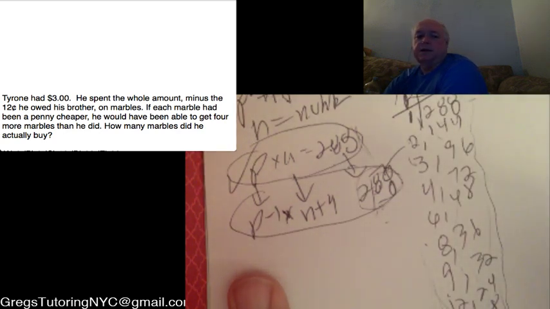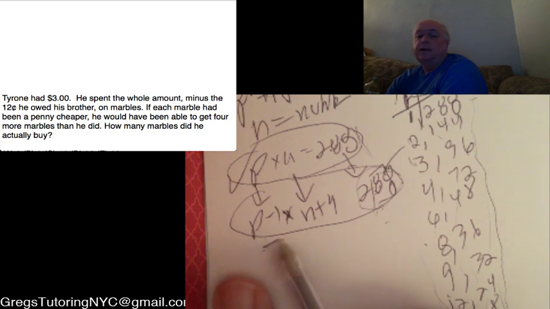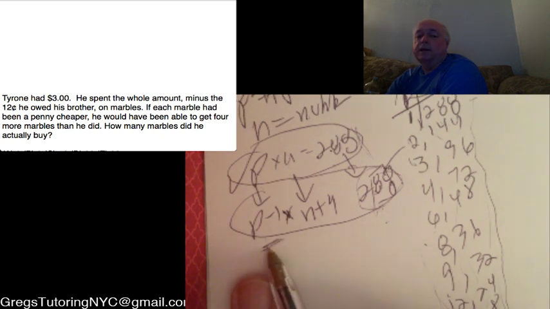It says if the price was 1 less, that's what this is saying, if the price drops by 1, then the marble count goes up by 4. So if we look at all these, there's only a few that differ by 1.